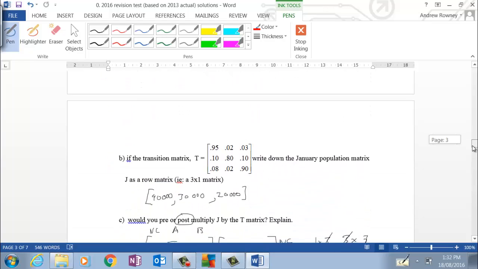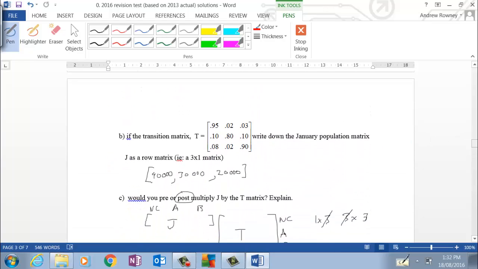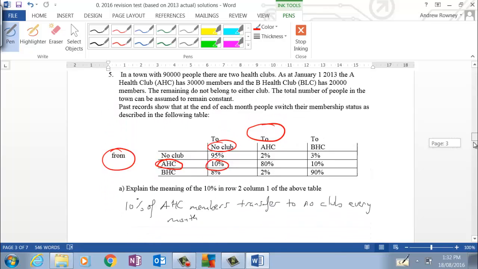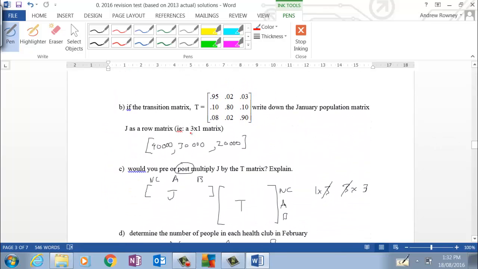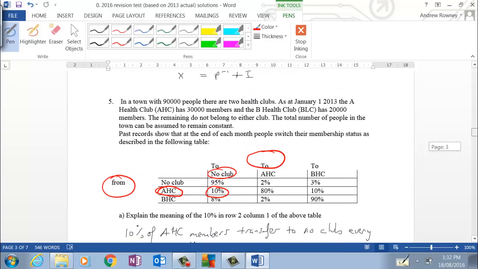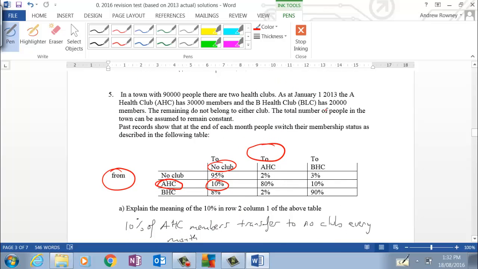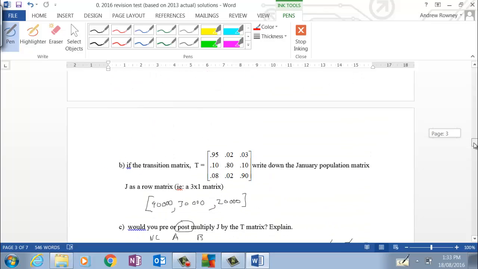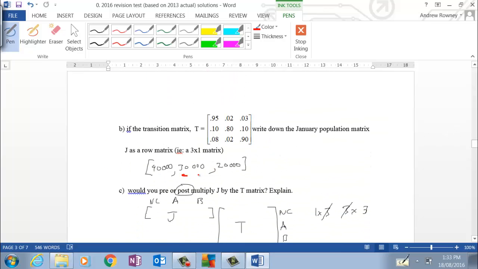Part B, that's all the percentages written down. Percentages from there are written as a matrix. We have to write down the January population matrix. So they give us the January population. Here they have the A membership is 30,000, B membership is 20,000. So there's 30,000, 20,000. That's the A membership.